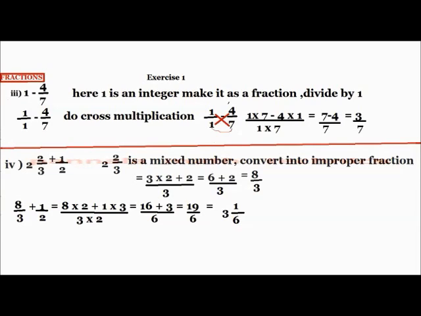Now, a mixed number plus a proper fraction. 2 2 by 3 plus 1 by 2. Convert 2 2 by 3 into an improper fraction. That will become 8 by 3. Now 8 by 3 plus 1 by 2. Both are unlike fractions. Use the cross multiplication method.